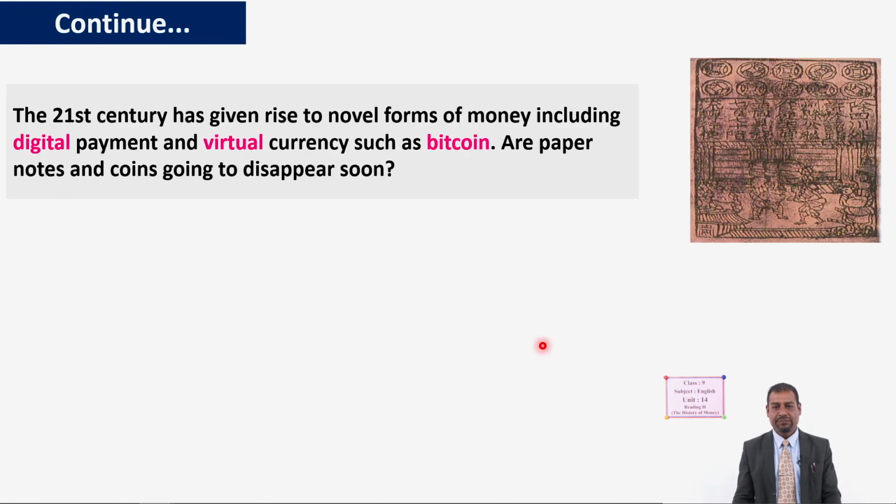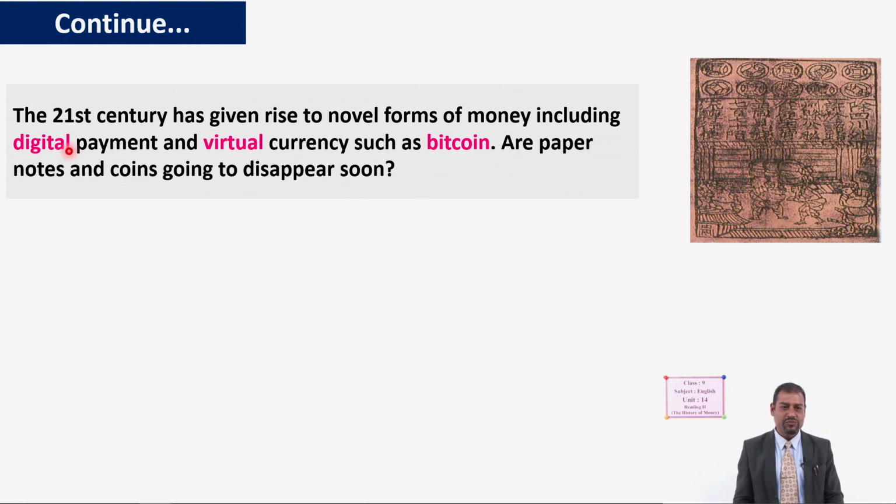Now we have the last paragraph, and all of you read with me. The 21st century has given rise to novel forms of money, including digital payment and virtual currency such as Bitcoin. Are paper notes and coins going to disappear soon? Dear student, again we are talking about another form of currency. From paper currency, again we are going to use digital currency. Very interesting, because of the age of science and technology.